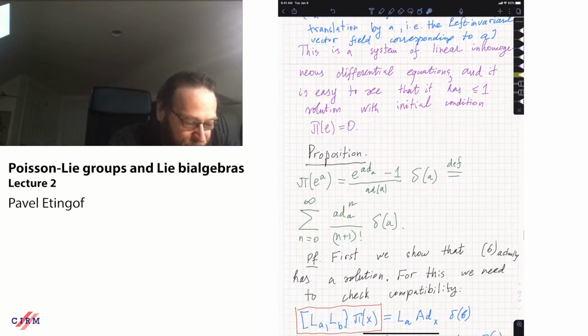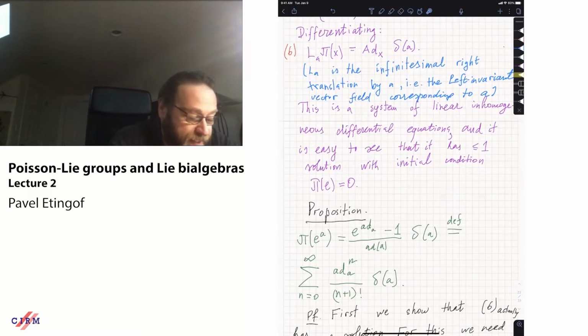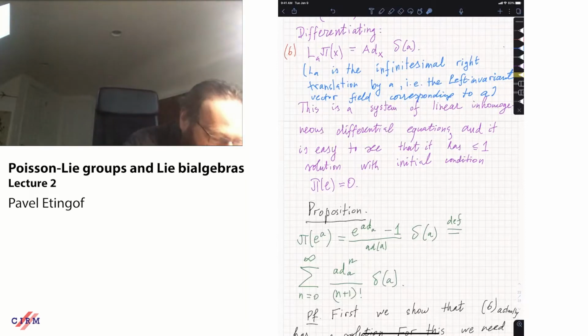Well, in fact, we have the following proposition, which tells us what the formula is for this pi. So it's an explicit formula for pi of e to the a.